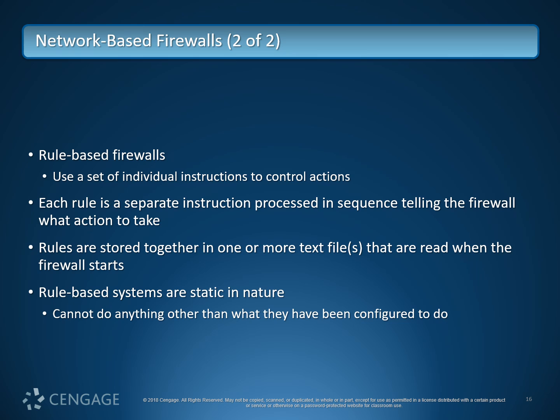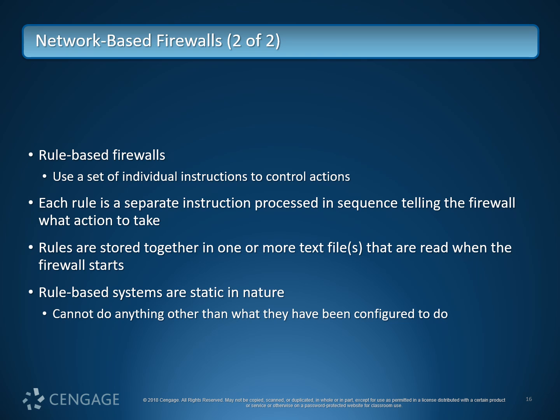Rule-based firewalls use a set of individual instructions to control actions, in which each rule is a separate instruction processed in sequence. I want to emphasize in sequence here because it's important to understand: if you set up your rules so that a more restrictive rule processes first, you will get to know more quickly, but you may accidentally exclude traffic that you meant to allow in. So make sure you're paying attention to how those rules are sequenced.